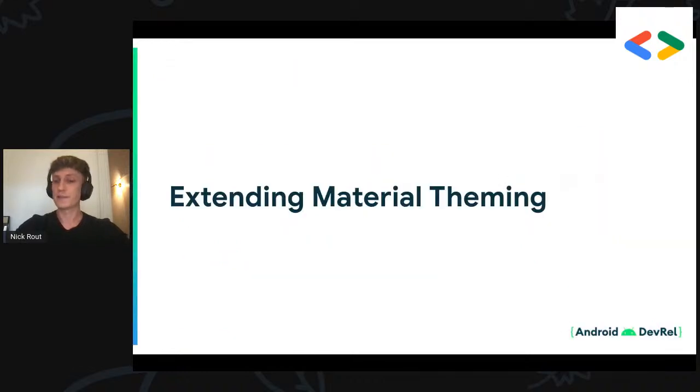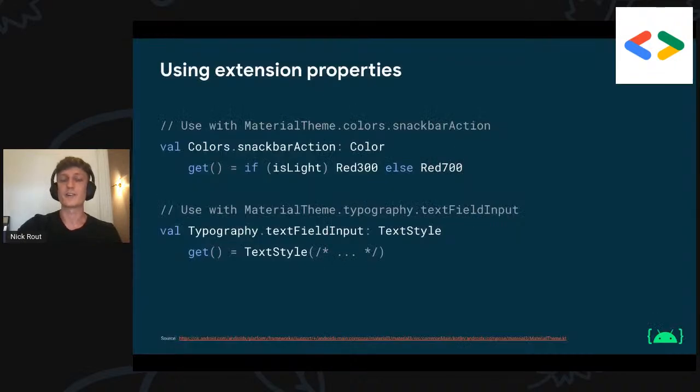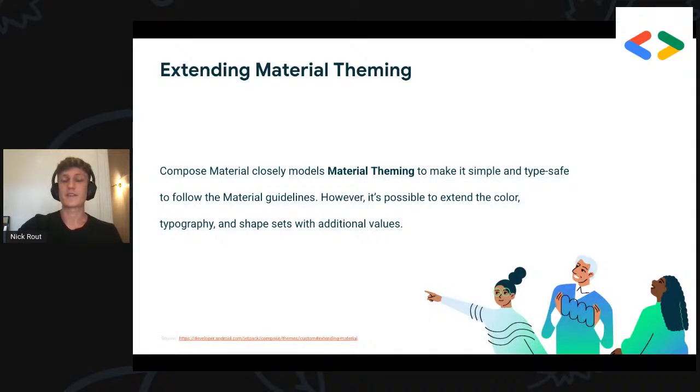So let's start by looking at a simple use case of extending material theming. Compose material closely models material theming. It's a design specification that lives on material.io, and it's effectively a Kotlin implementation of that, and it makes it simple and type safe to follow material guidelines. But it is possible to extend the color, typography, and shape sets with additional values, and this tends to be a fairly common use case in my experience in companies that use material design.